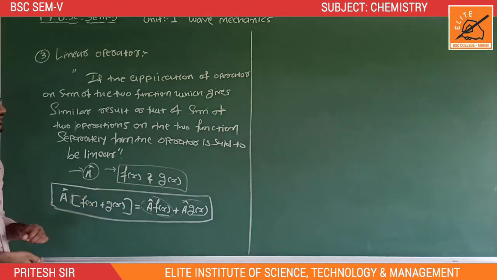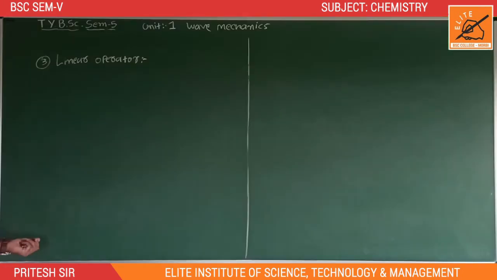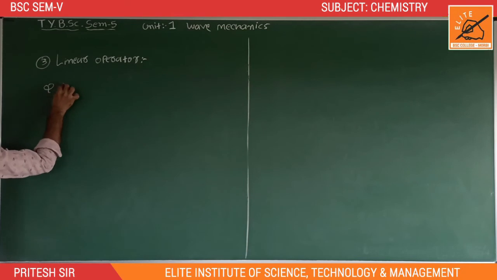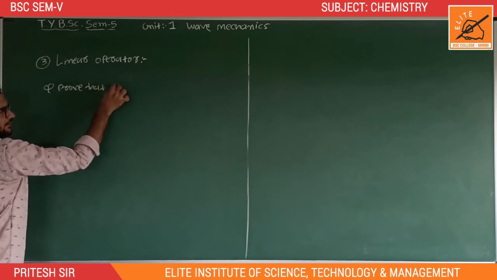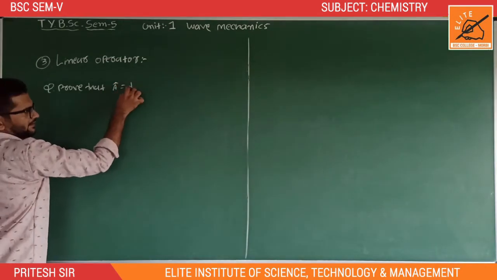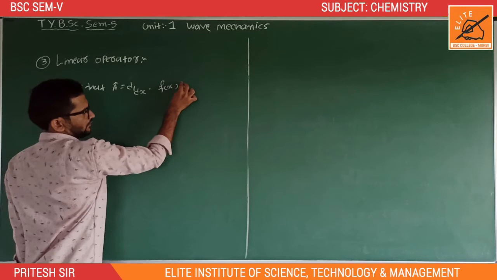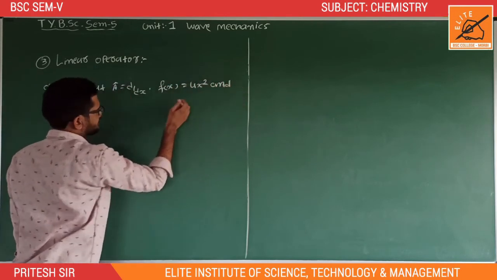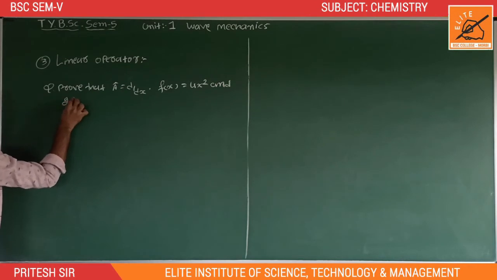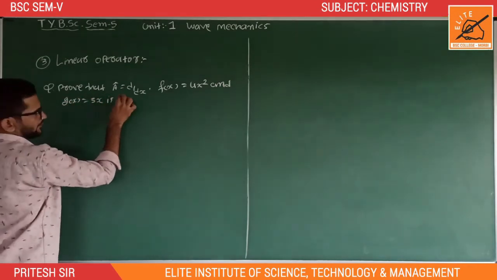Okay, for a better understanding of the linear operator, I will take an example. Now the question given is: prove that A cap is equal to d by dx, with the function f(x) equal to 4x square and another function g(x) equal to 3x, is a linear operator.